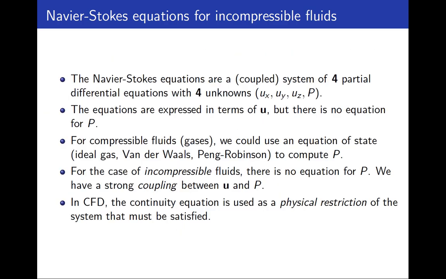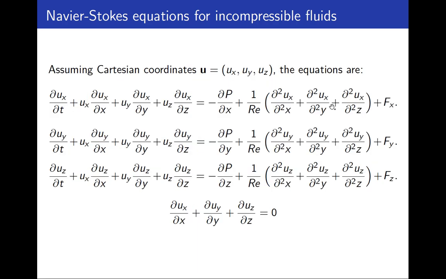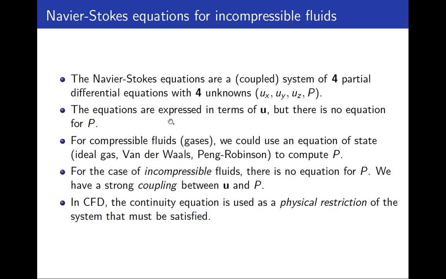So, some important points to consider. The Navier-Stokes equations are a coupled system of 4 partial differential equations with 4 unknowns. You can count these equations, and then we have 4 variables. We have the velocity, the 3 components of the velocity, and also the pressure. And you can notice that the equations are expressed in terms of the velocity profile, the vector velocity field, but there is no equation for pressure. So this is something important to consider.